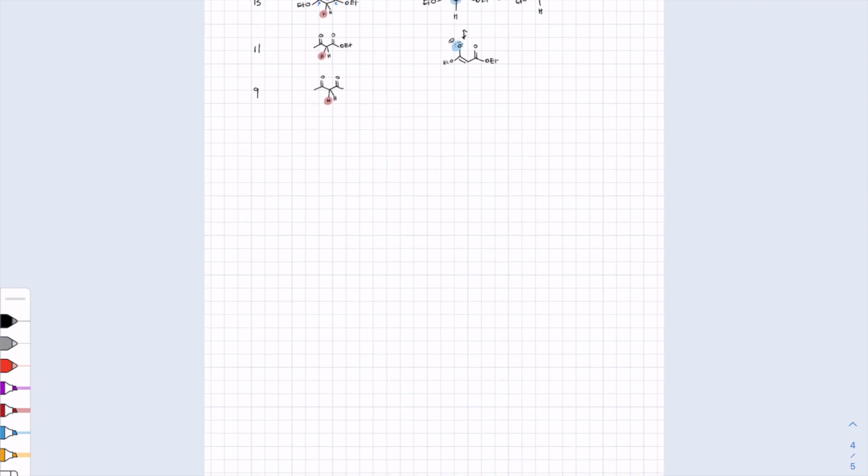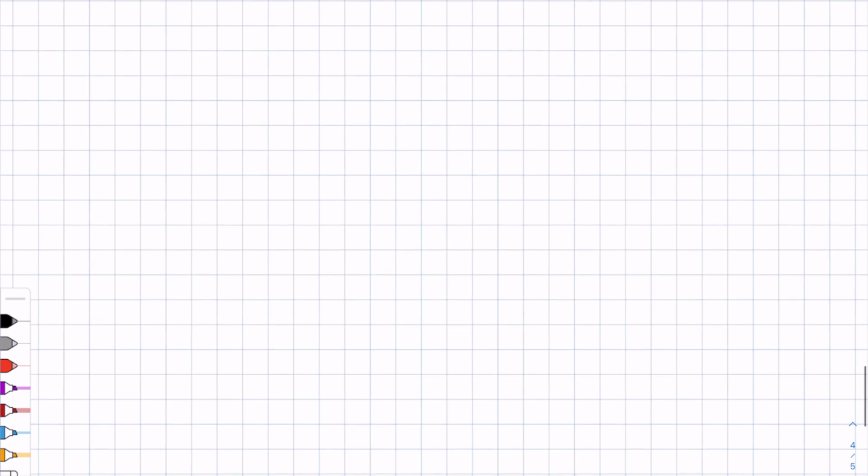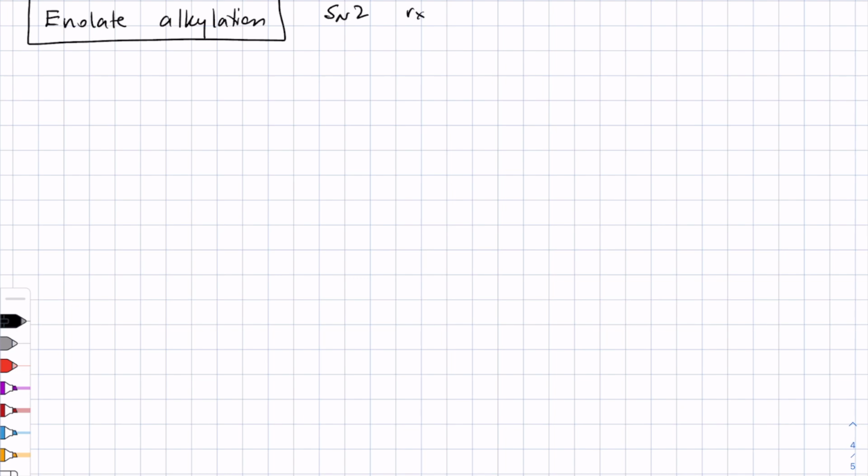Let's talk about enolate chemistry now and show you some examples of what we can do. Reaction number one is called enolate alkylation. That means we're going to be doing substitution reactions, basically SN2 reactions with enolates as nucleophiles.